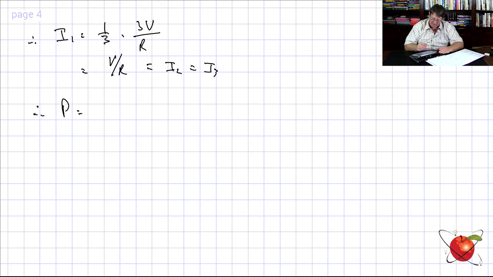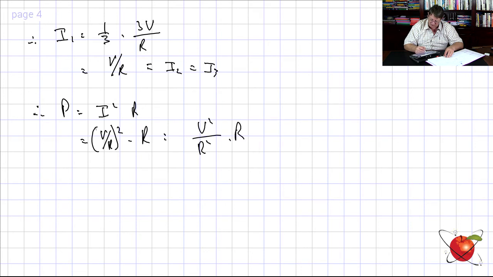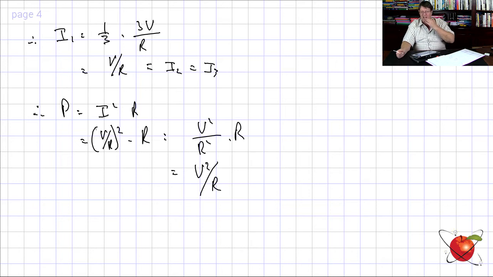Therefore, the power in each bulb is going to be equal to I squared R. Let me just complete it. Can you see I'm doing it both ways here, right? I, going through each one, is equal to V over R all squared times R, which is equal to V squared over R squared multiplied by R, which is equal to V squared over R. Okay? And it's the same in each case. That's just proving it for one way.